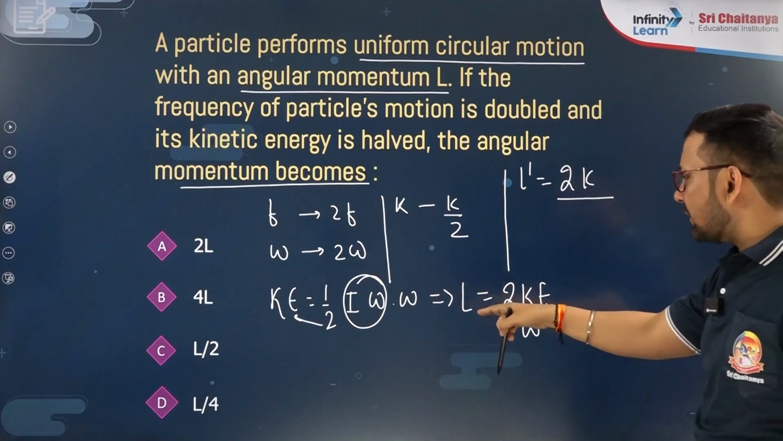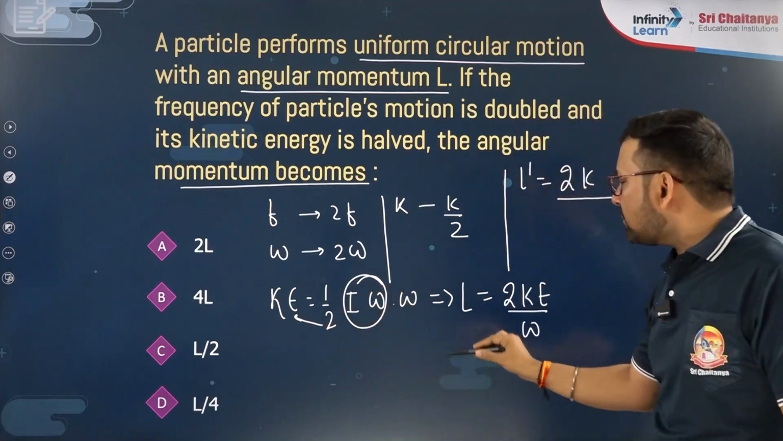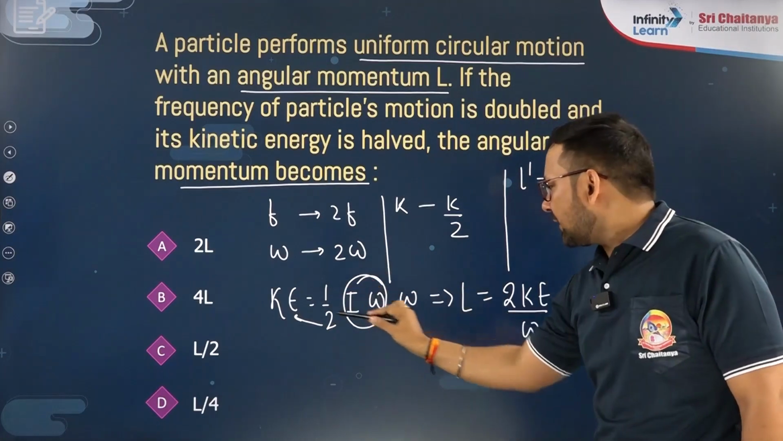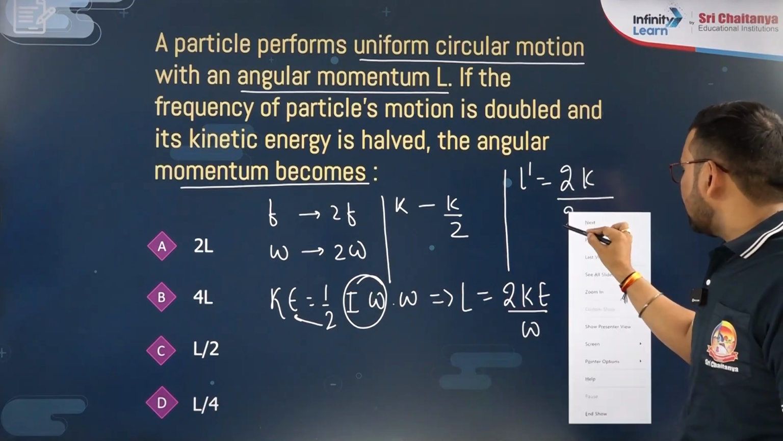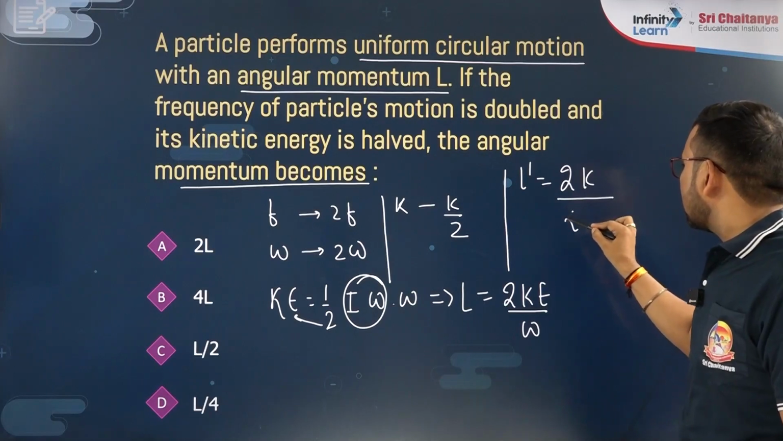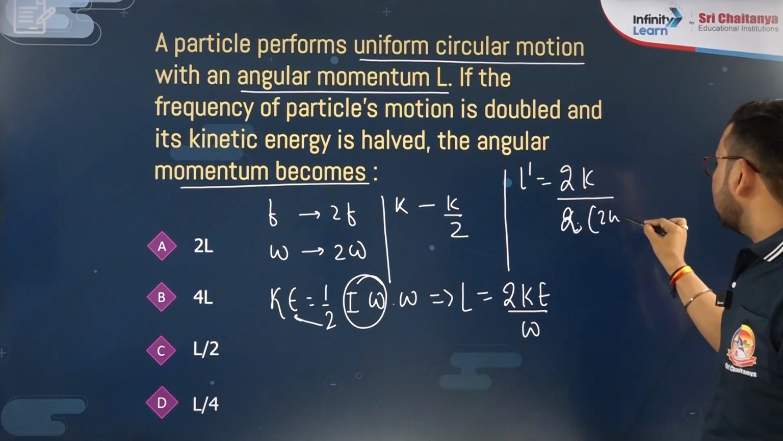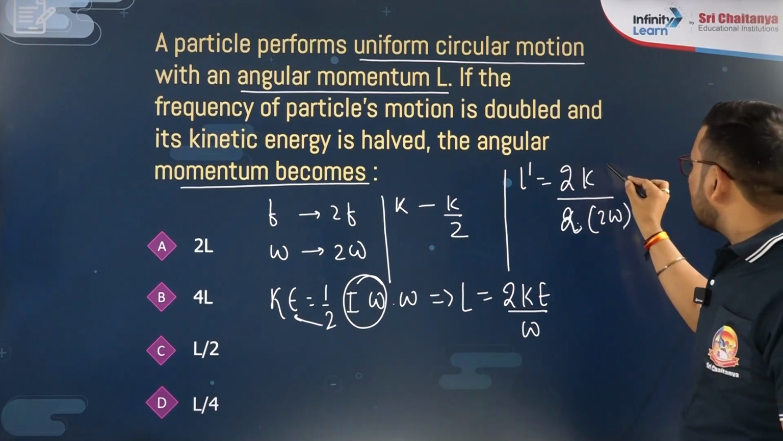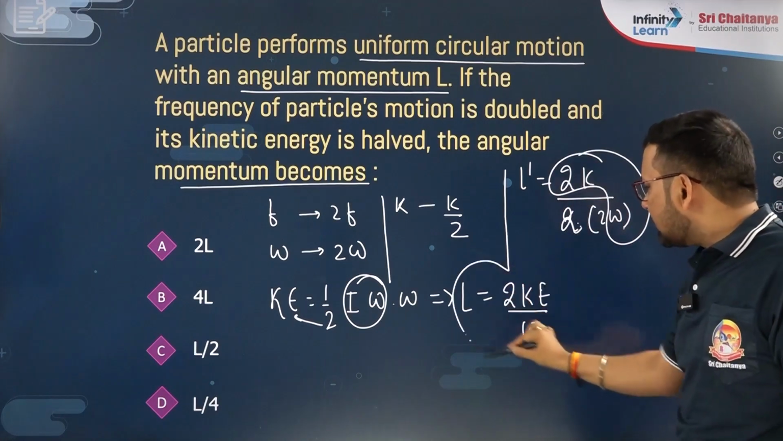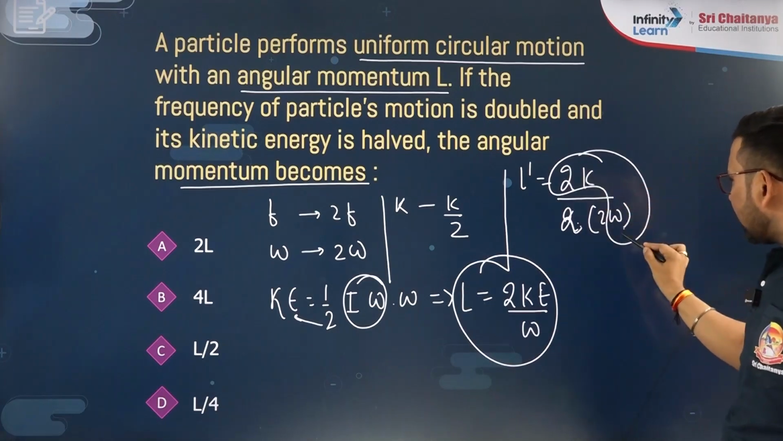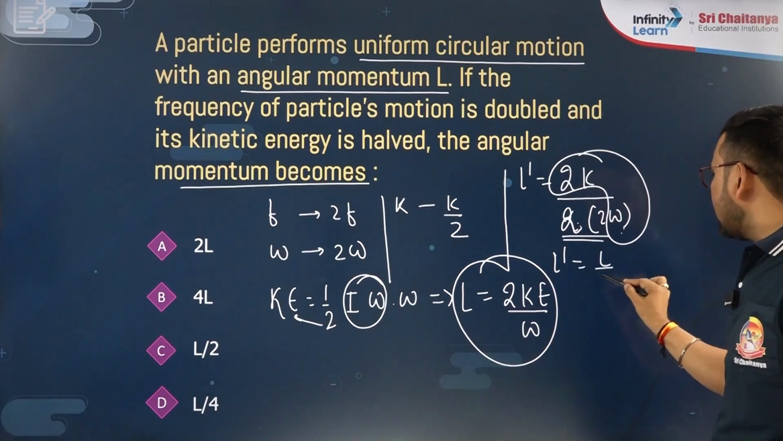But 2 will be there in every kinetic energy. Angular momentum is twice of kinetic energy by omega. So this is 2K, kinetic energy is K by 2, and omega is becoming 2 omega. But this 2K by omega was your initial L. So if this 2K by omega is initial L, what is coming in the denominator? 4. So L dash will be equal to L by 4.